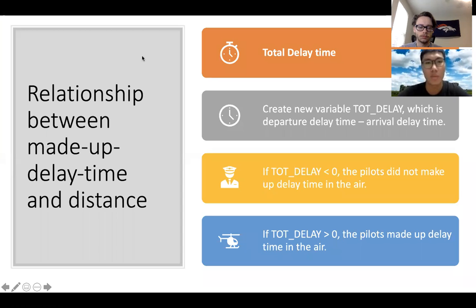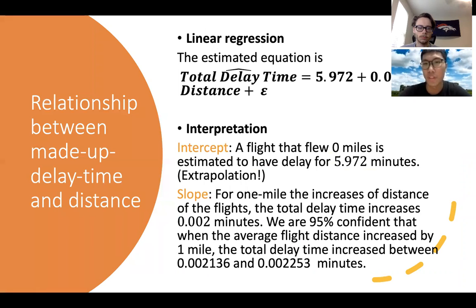The first question is the relationship between made-up delay time and distance. Firstly, we create a new variable, total delay time, which is departure delay time minus arrival delay time. If total delay time is less than 0, it means the pilots did not make up delay time in the air, and vice versa. So we build a linear regression model, and here are the estimated equations.